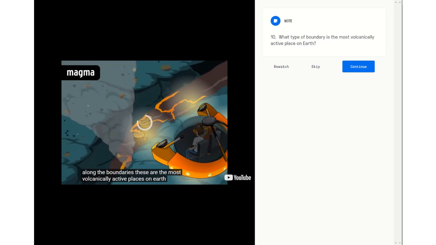What type of boundary is the most volcanically active place on Earth? Nice, the Mid-Atlantic Ridge, like they showed us before. It's right down along the Atlantic Ocean. There's live magma actually flowing out.